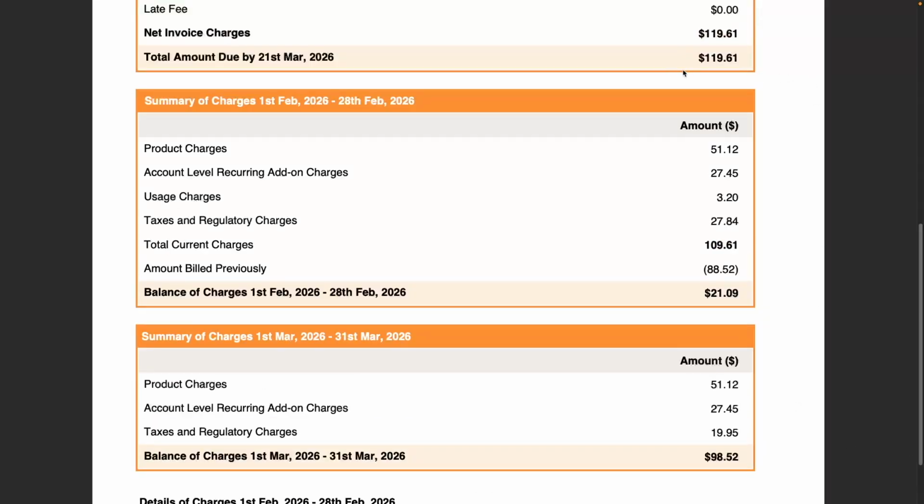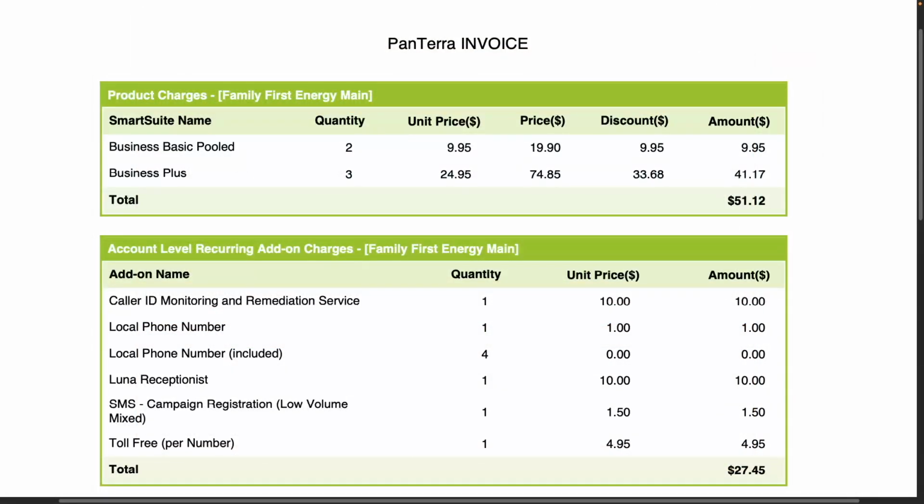I hope that makes sense. Now let's look at the product charges section. This invoice includes two product types. We have 2 seats for Business Basic Pooled and 3 seats for Business Plus.